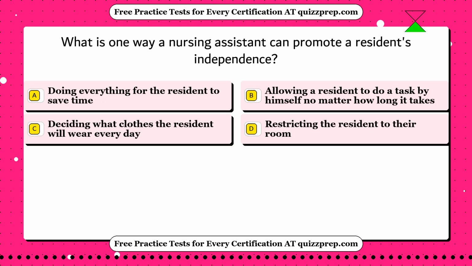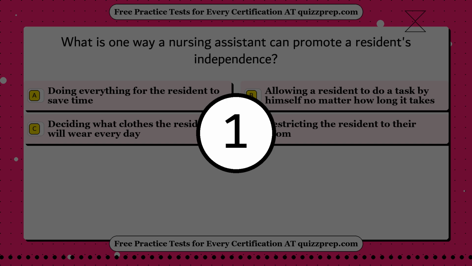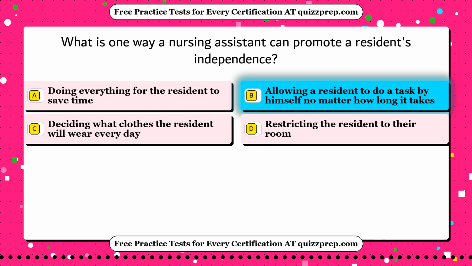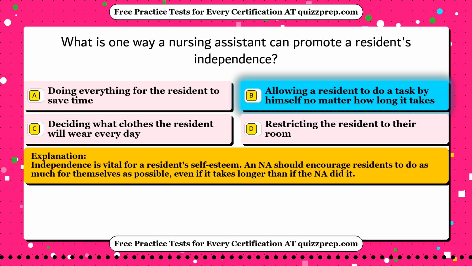Question 2. What is one way a nursing assistant can promote a resident's independence? Option A, doing everything for the resident to save time. Option B, allowing a resident to do a task by himself no matter how long it takes. Option C, deciding what clothes the resident will wear every day. Option D, restricting the resident to their room. The correct answer is option B, allowing a resident to do a task by himself no matter how long it takes. Independence is vital for a resident's self-esteem, and NA should encourage residents to do as much for themselves as possible, even if it takes longer than if the NA did it.